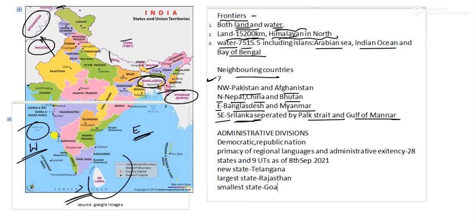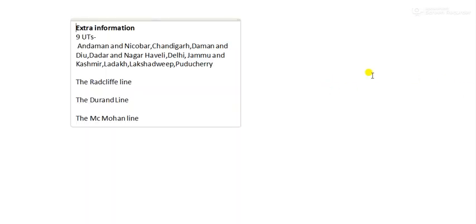Got it? So this is about the chapter. I hope you have understood. Now let us see some extra information. Which are those 9 union territories? You can see it here, the names I have written, and these are the boundary lines. We call these the boundary lines between.